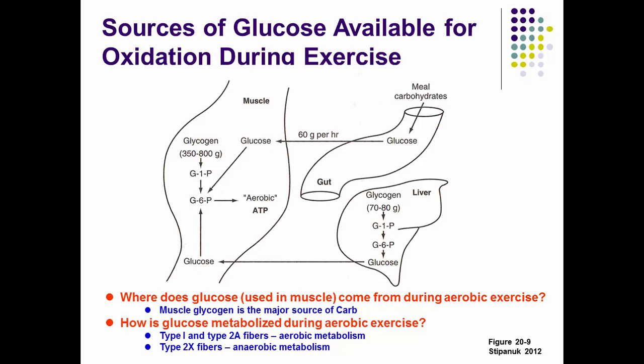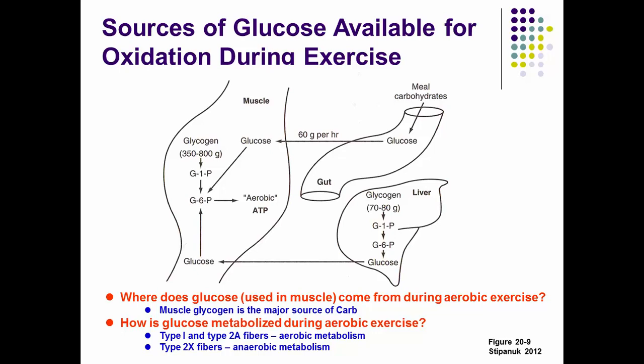So a couple of questions here. Where does glucose used in skeletal muscle come from during aerobic exercise? We already talked about it: three major sources, muscle glycogen, liver glycogen, and dietary carbohydrate. But muscle glycogen is a major source of carbohydrate. And the second question is, how is glucose metabolized during aerobic exercise in the skeletal muscle? It's completely oxidized in aerobic metabolism and produces ATP.